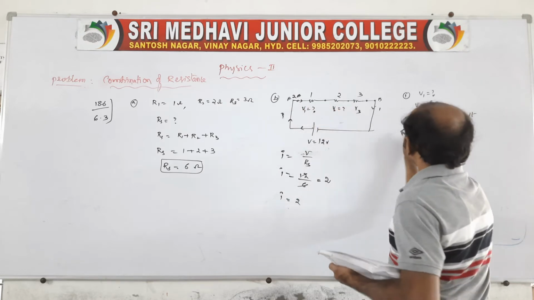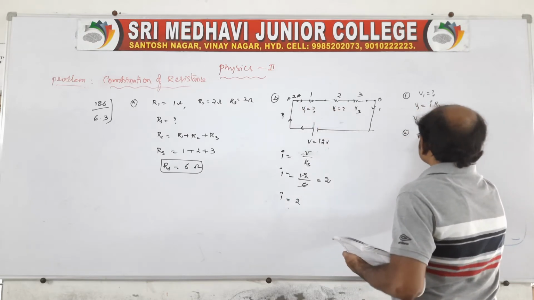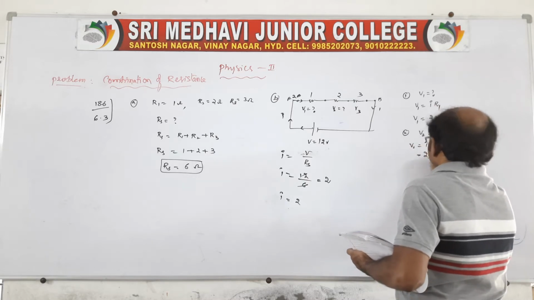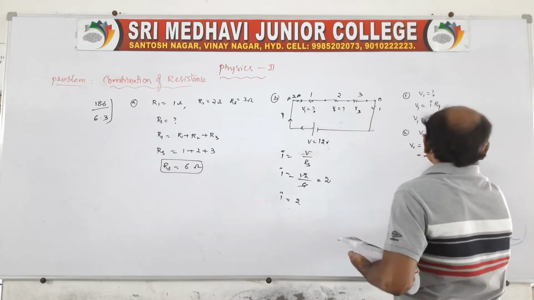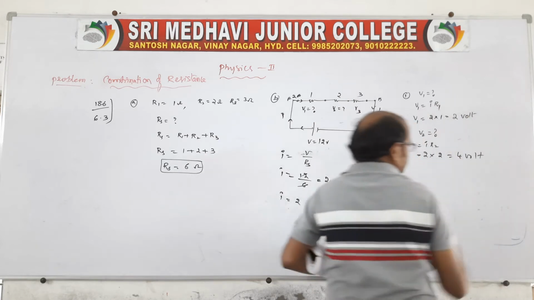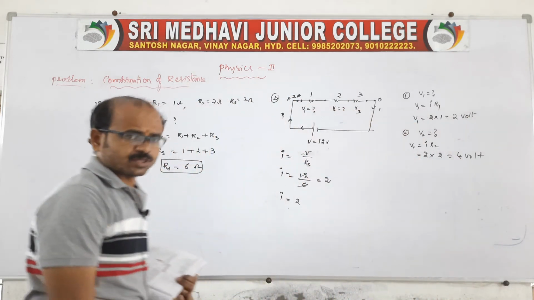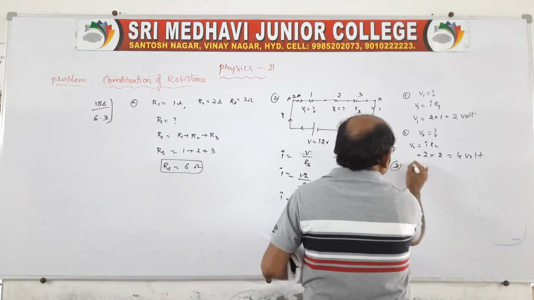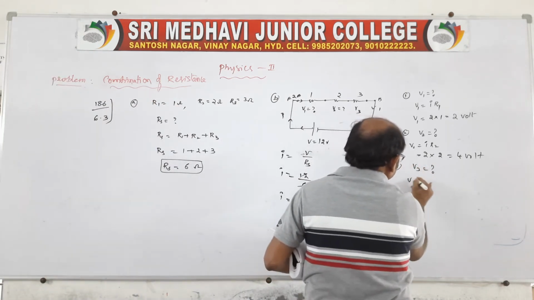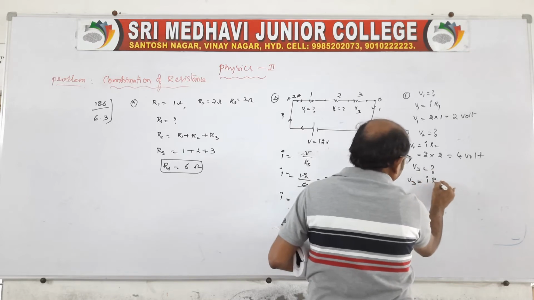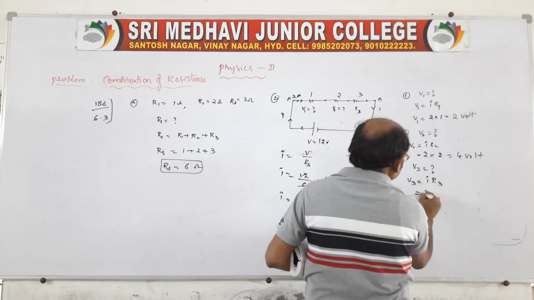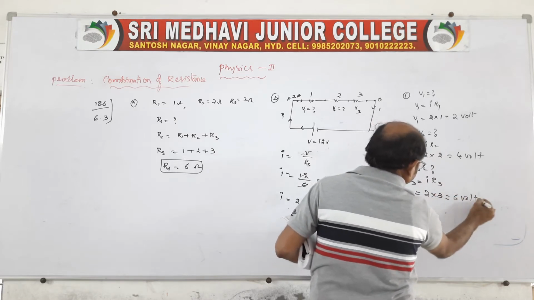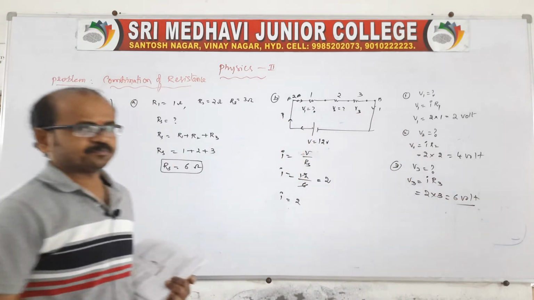What about these two ends? You go for the second. V2 is equal to I into R2. I is 2, R is 2 ohms. So the potential differences are different, because you take a different resistance, you get a different value. So V3 is again a question mark. V3 is equal to I into R3, right? I will be 2, R3 will be 3. So here 6 volt. Like this we can say.